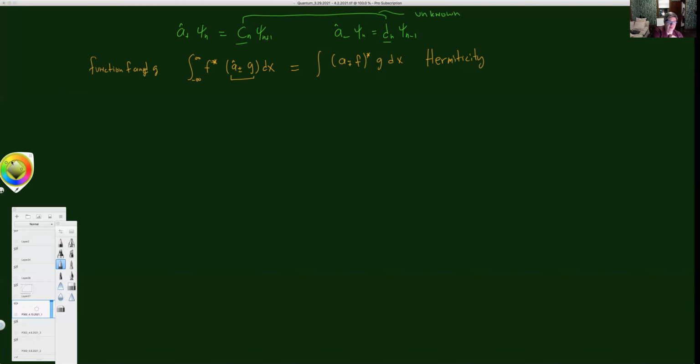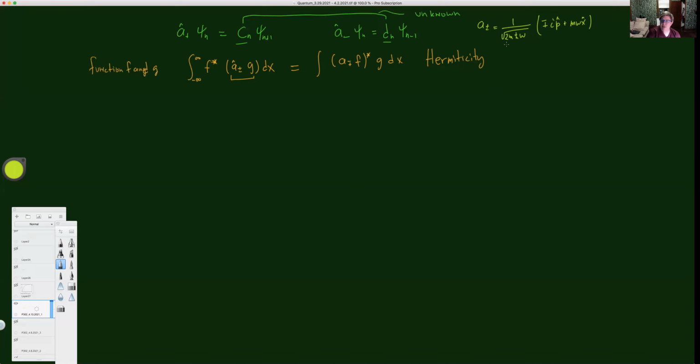All right, so let's do it. It's not too bad, but we do have to do some work. So again, we know a plus minus is 1 over the square root of 2m h bar omega, and then we have minus plus i p hat plus m omega x hat. Okay, so we know that.